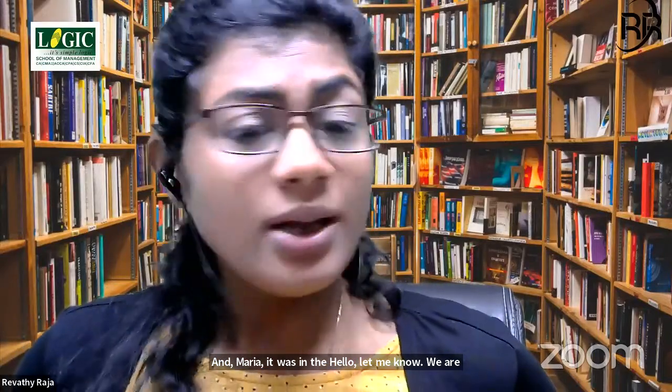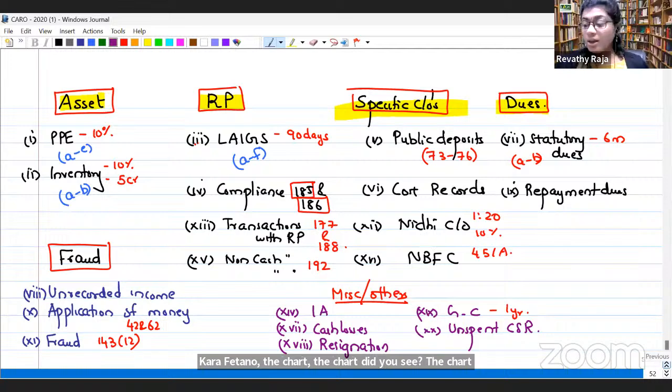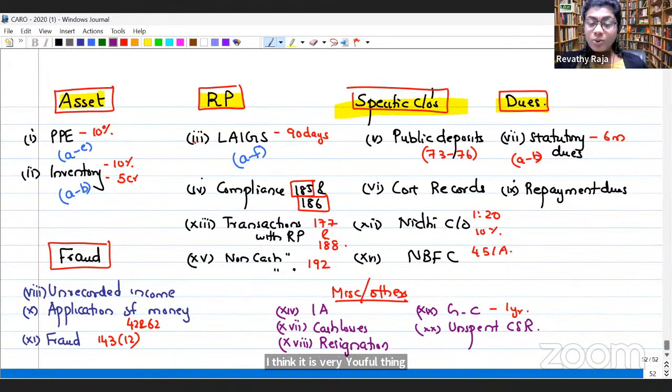Caro said, the chart, did you see? I think it is a very useful thing. And why we took Caro is mainly because it is one topic which is final and common and important, and one of the topics which students feel takes a lot of time. So that's why I took this topic. And I'm just planning for another session.